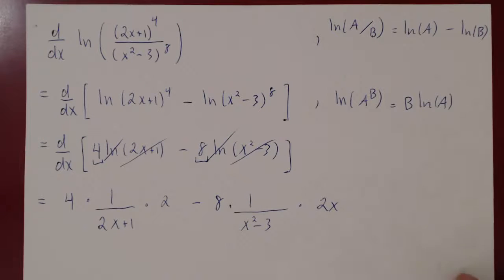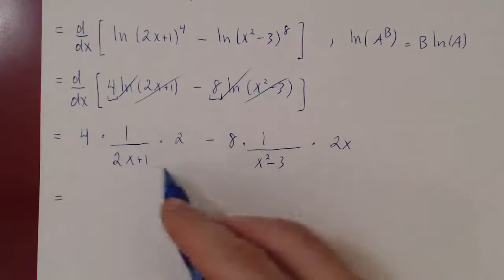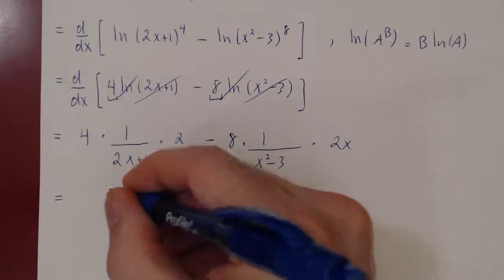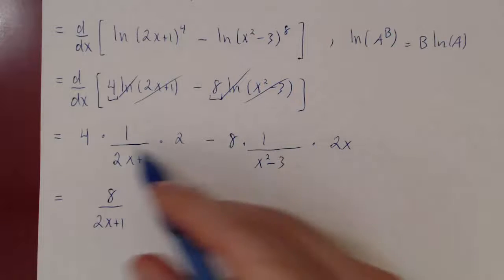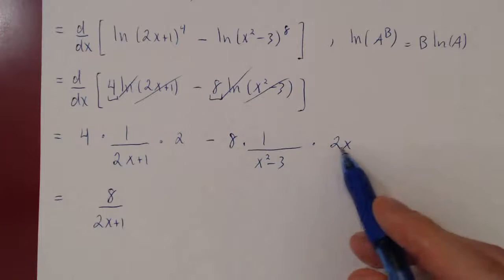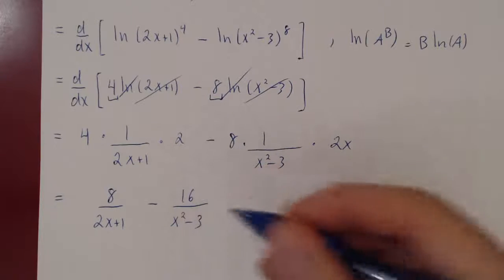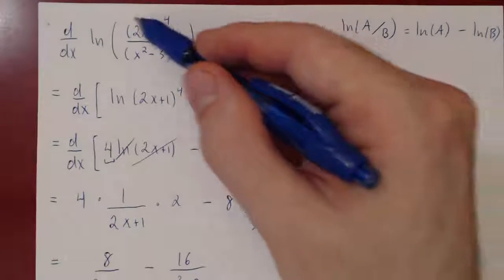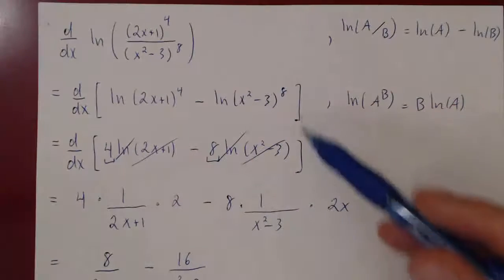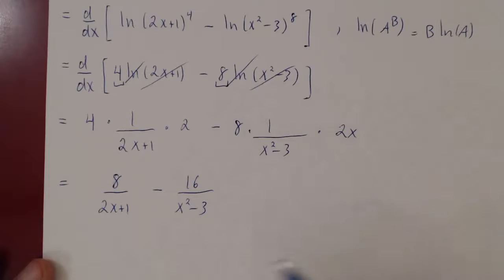This is the derivative. Well, we can at least clean this up a little bit. This will give us 8 over 2x plus 1, minus, you could have factored in 8 here, but let's not bother, minus 16x over x squared minus 3. And there you have it. And if you don't think this was nice, try out the derivative of this expression directly without simplifying first, and you'll see it's a lot more work. And you'll have to do also a fair bit of algebra to simplify to this function right here.